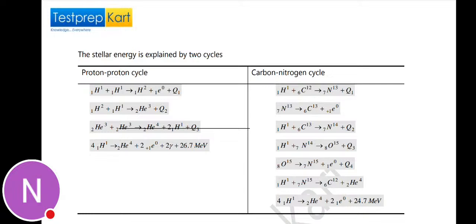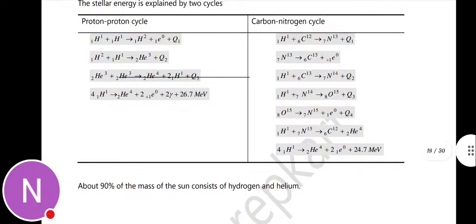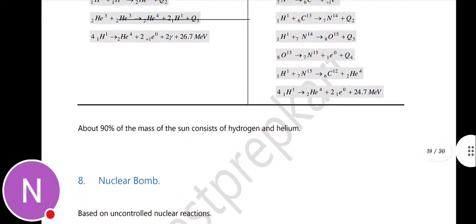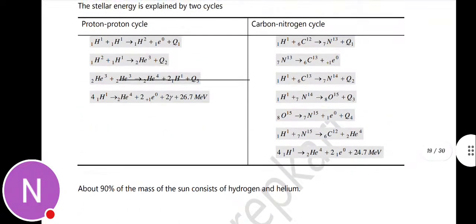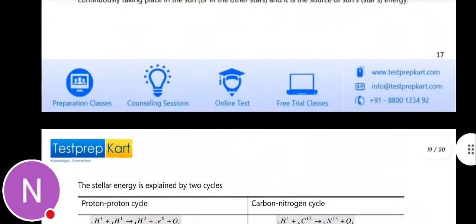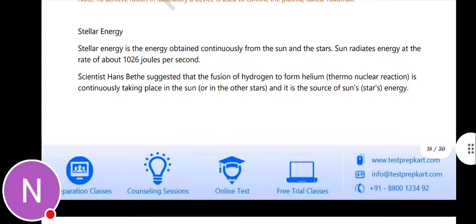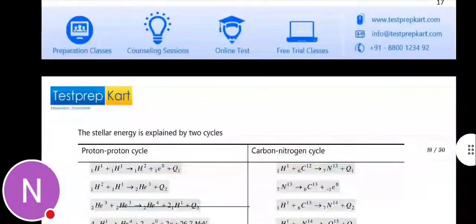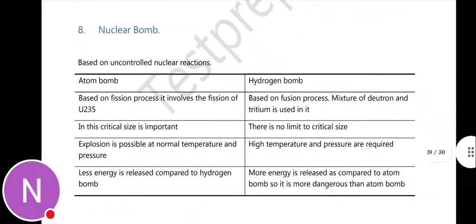The stellar energy is explained by two cycles, that is the proton-proton cycle and the carbon-nitrogen cycle. So this is the proton cycle, you can see, and there is a difference between the proton-proton cycle and the carbon-nitrogen cycle also. About 90% of the mass of the sun consists of hydrogen and helium. Therefore, you can see a large amount of energy is emitted by the sun, and stars also emit some energy. Next is the nuclear bomb.